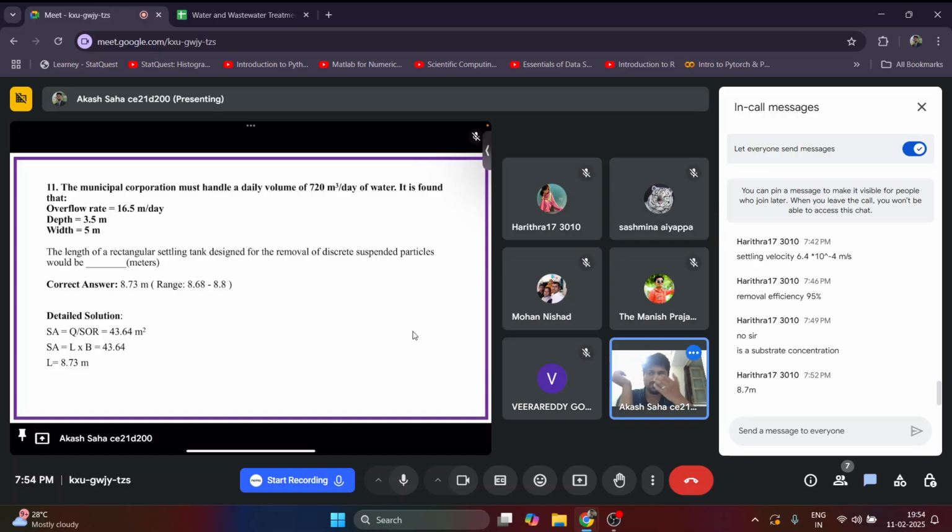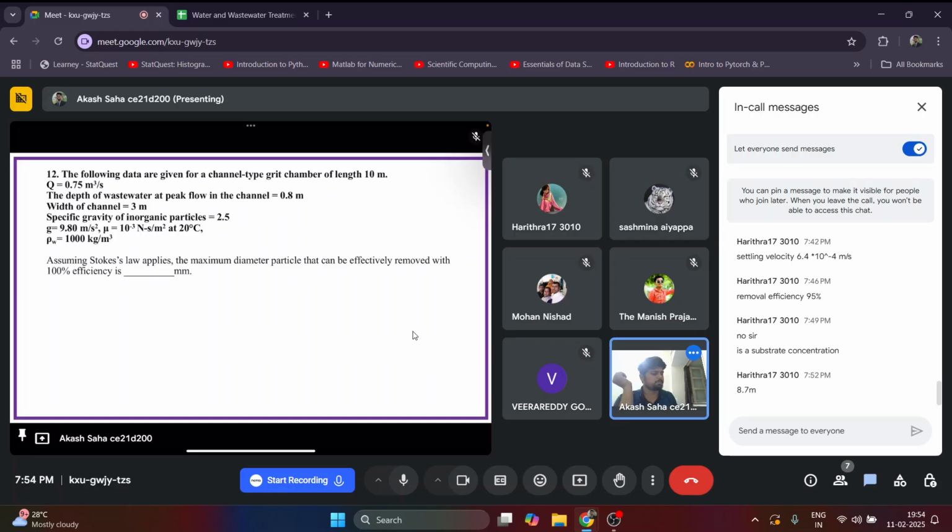So very direct. Here the depth information is extra information, just to confuse you people. It is not at all required, because I have told you whenever we are talking about overflow rate or surface overflow rate, we only need the top surface, that is the length into breadth. The depth doesn't come into the picture. Right? Next problem.